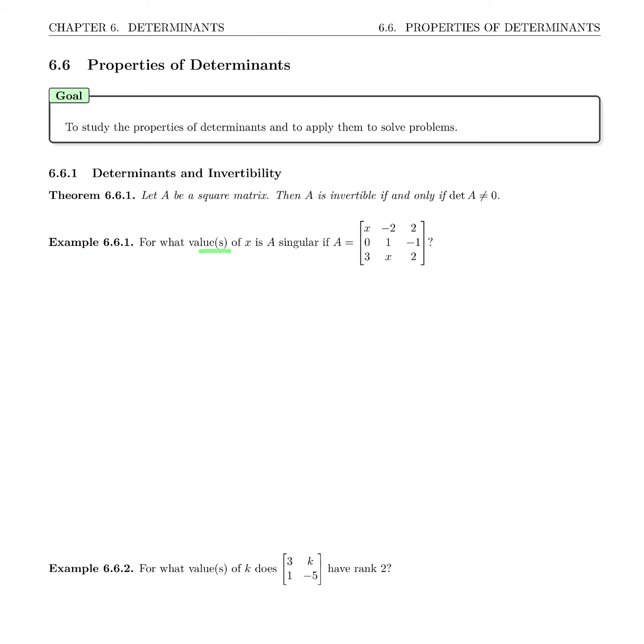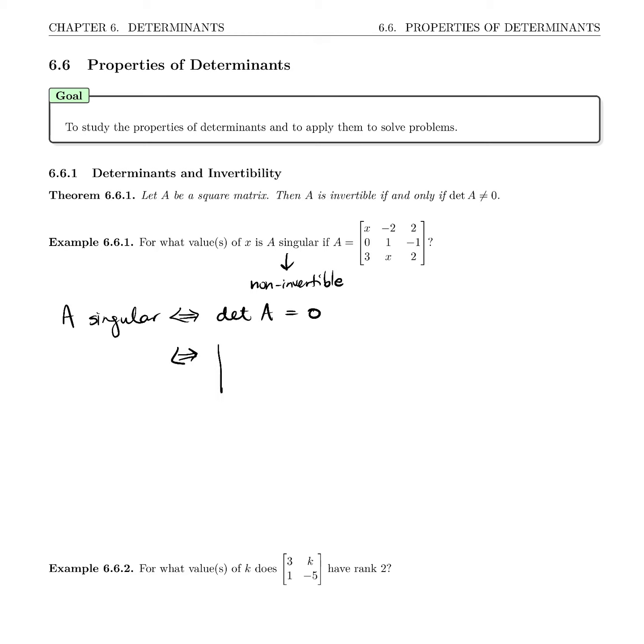Example 6.6.1. For what value or values of x is A singular if A is this matrix here? So we have to remember what singular means, and that is non-invertible, which means we do not have invertibility. And since this is an if and only if statement, that means we are looking for values of x where we do not have the determinant not 0. Double negative. That means we want the determinant to be 0. So A is singular if and only if the determinant of A is equal to 0.